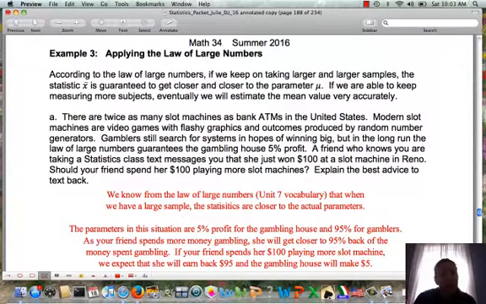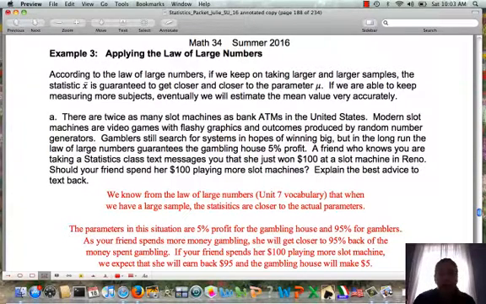So question A tells us there are twice as many slot machines as bank ATMs in the United States. Modern slot machines are video games with flashy graphics and outcomes produced by random number generators. Gamblers still search for systems in hopes of winning big, but in the long run, the law of large numbers guarantees the gambling house 5% profit.